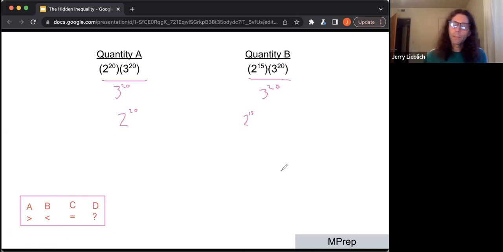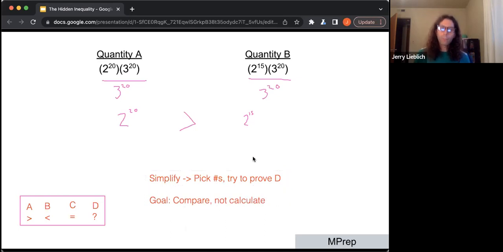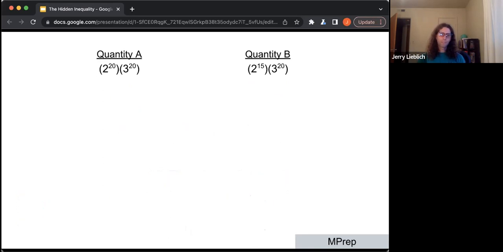And this is kind of the great thing about QC problems. I don't really care what these numbers are. All I care about is this one's going to be bigger. I've got more 2's over here, so it has to be bigger. So part of the idea here is, remember I said simplify and pick numbers to try to prove D. But another idea we could have in mind is that our goal is to compare, not calculate. And part of what these simplification techniques can let us do is compare without calculating. So let's try another in that vein.